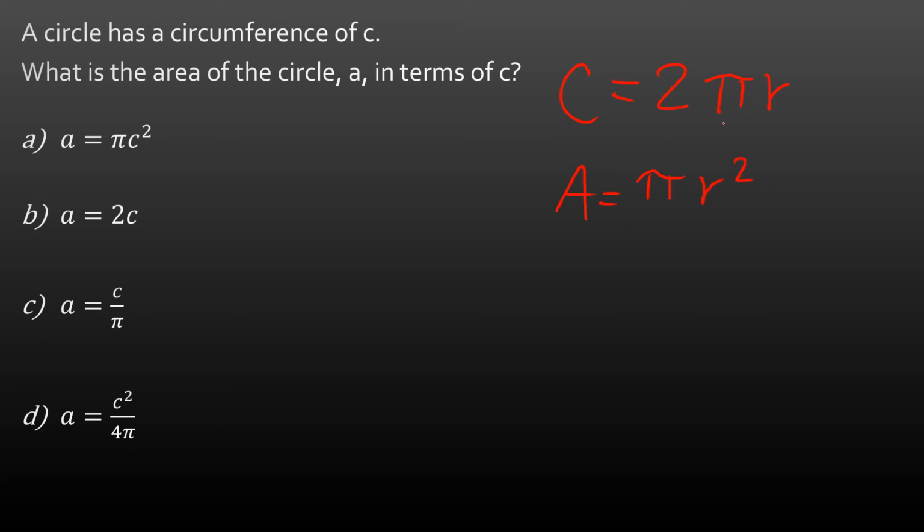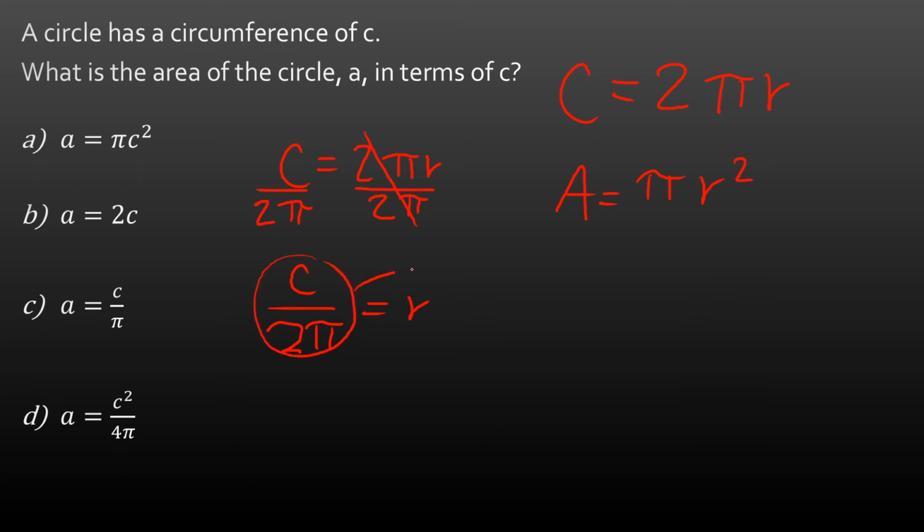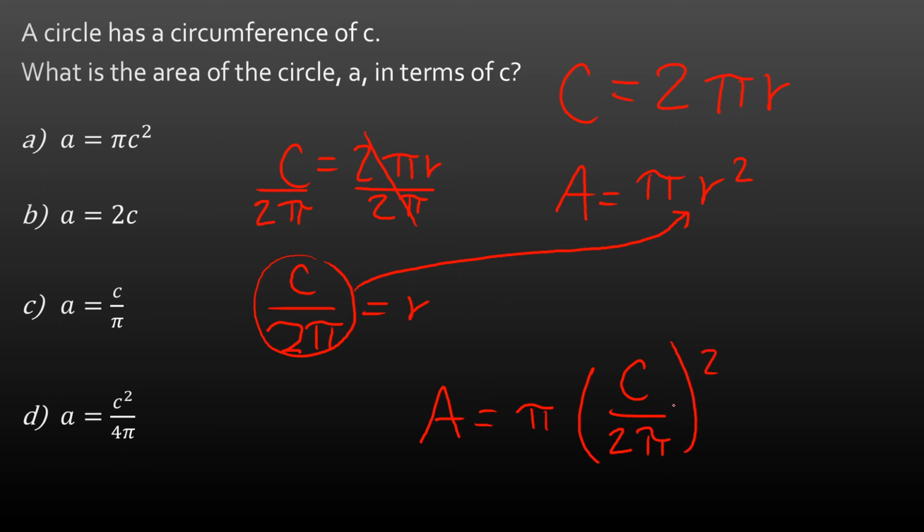What I'm going to do here is solve my circumference formula to get it in terms of r. Okay, so to do that, circumference is equal to 2 pi r. I'm going to divide both sides by 2 pi. So I now have my circumference divided by 2 pi is equal to r because this cancels. And I'm going to take this and substitute it in here. So area is equal to pi times circumference over 2 pi, and this is all going to be squared.